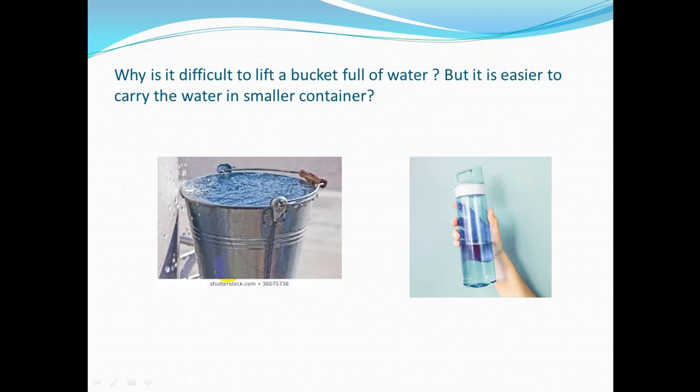Okay, look at the second picture here. Why is it difficult to lift a bucket full of water, but easier to carry the water in a smaller container? Because this bucket is full of water, there is too much water compared to this bottle. This bottle has a little amount of water. So we are talking now about the amount of water, and water is a matter. So the amount of matter here is more than the amount of water in this bottle.